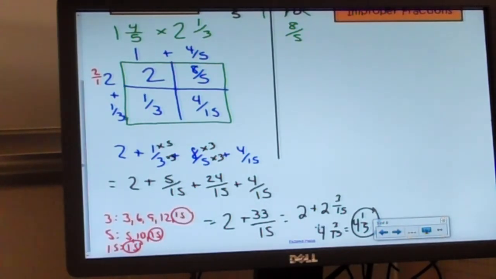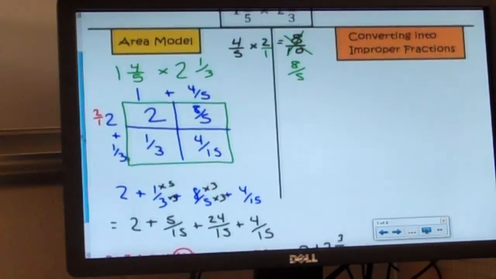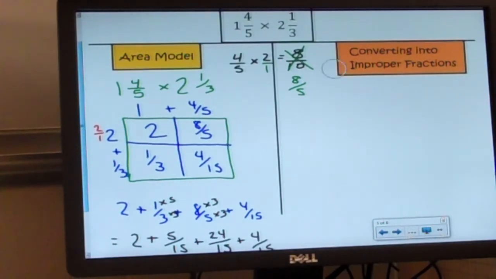Does it make sense though? I don't want to do all that work. Yeah, it does make sense. Well, you're going to have to show me that you can do it. Wait, do I have to do that for every single problem? I'm going to explain. So this is one method. This is the area model, okay? That's one method. I'm going to show you the other.